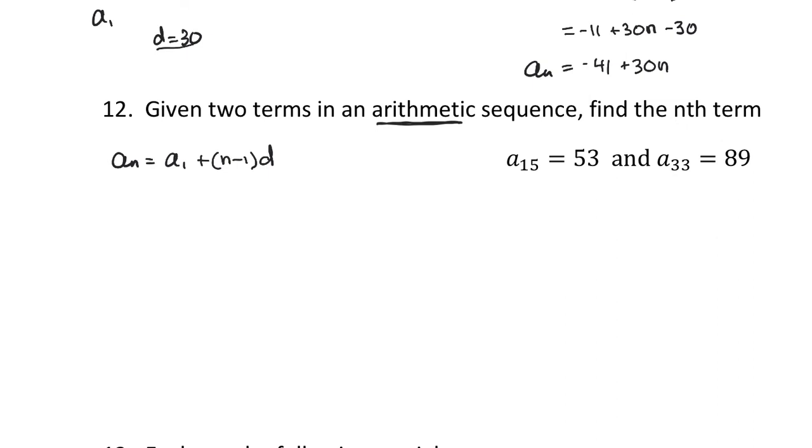So if we're thinking about this in terms of an input and output relationship with n and a sub n, the 15th term for n is equal to 53. And here the 33rd term, so n equals 33, is equal to 89. So here we can calculate a difference in y values, which would be 36. And here we could calculate a difference in x values, which would be 18. And then the difference in y divided by the difference in x, 36 divided by 18, means that the common difference is 2.